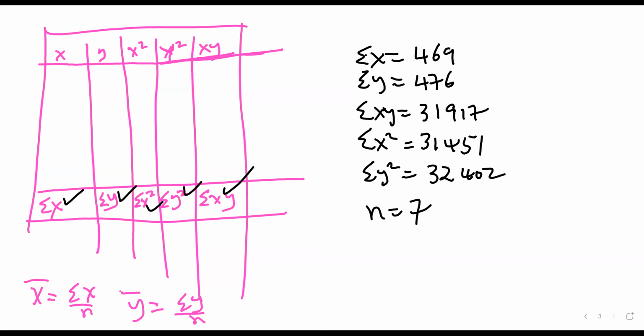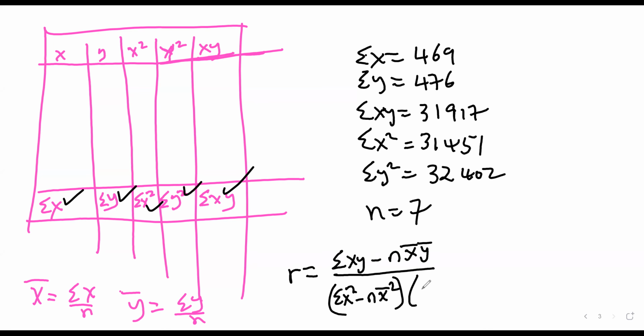So after obtaining the values, now we plug them into the formula. So we say that r is equal to, let me record the formula, summation of xy minus n, x bar, y bar, divided by summation of x square minus n, x bar square, multiplied by summation of y square minus n, y bar square. That the divisor is square rooted like that.